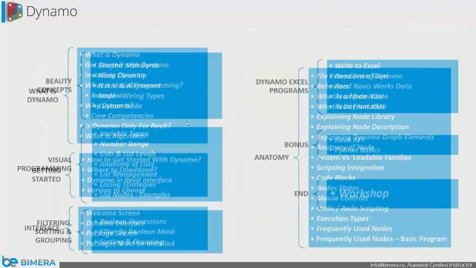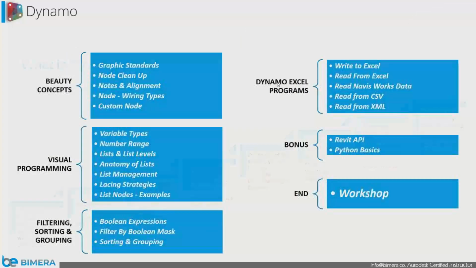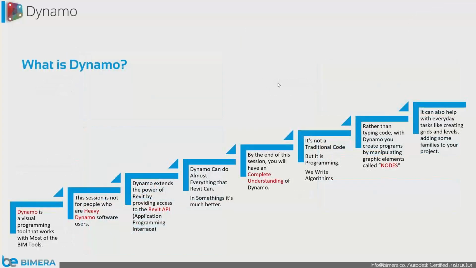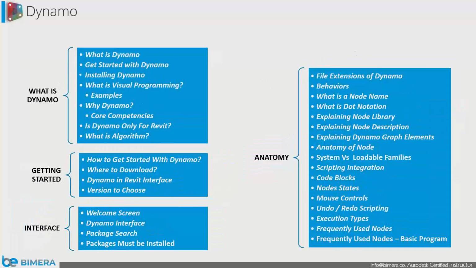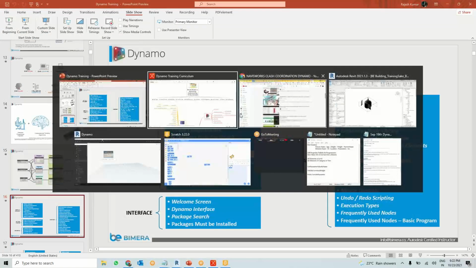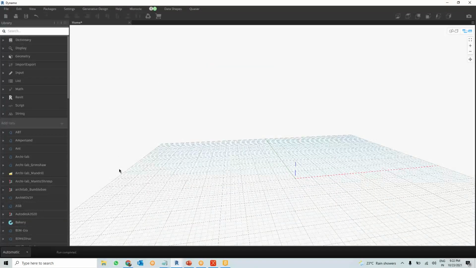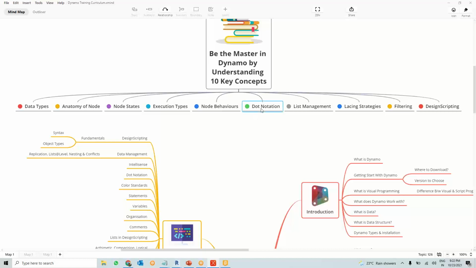These are the topics that I have already shared with you, like what the course concept is. A few of you I didn't share with, but I'll share with you. Anyhow, let's get into the practical part. So how do you understand Dynamo? For example, there is a process called dot notation.